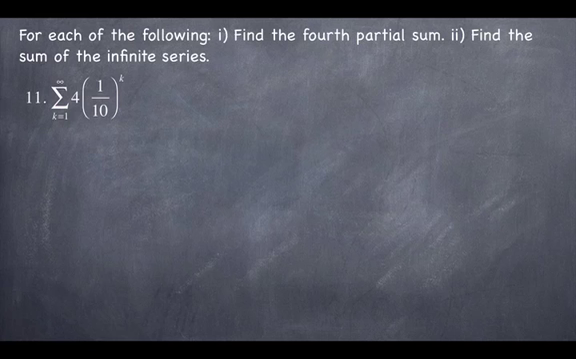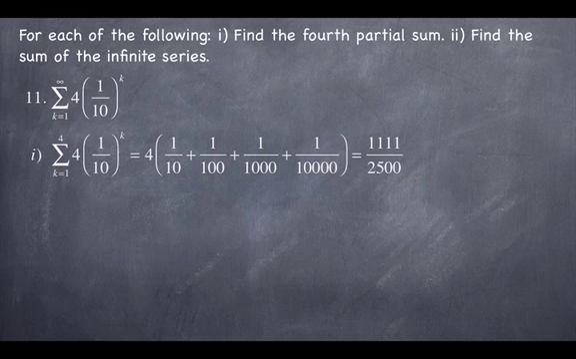You did this in Algebra 2. So there are 2 parts. You need to find the fourth partial sum. Second part, you need to find the sum of the infinite series. So the first part, the fourth partial sum means that you need to start with the lower limit and end at the fourth term, the upper limit of 4. So you need to add the first 4 terms in this summation notation expression.